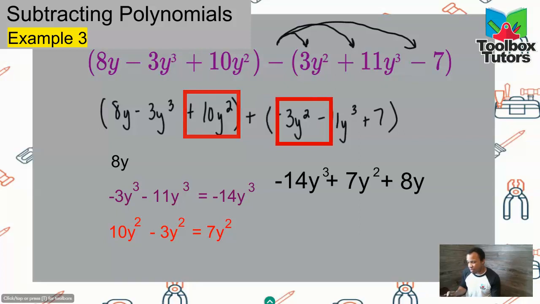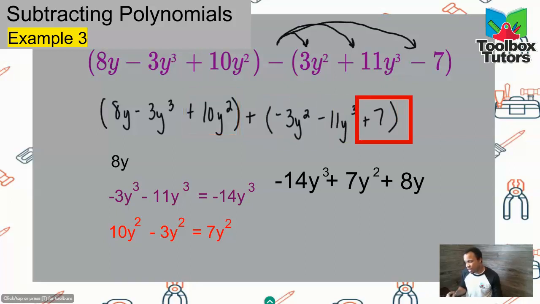And last, we have this positive 7 left over here on the end. Since this doesn't have an exponent, we'll stick it on the end of this 8y. And here we have our answer of negative 14y to the third plus 7y squared plus 8y plus 7.